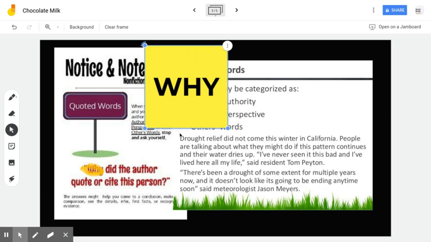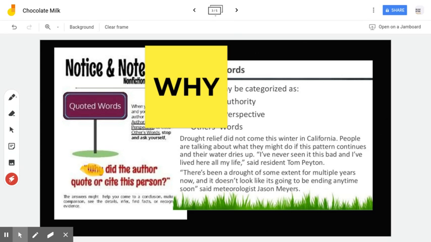I'm thinking why the resident is because that person is directly affected, and why the meteorologist, that person knows a lot about weather. So those seem to be good people to quote about a drought somewhere. All right. Those are my two examples.